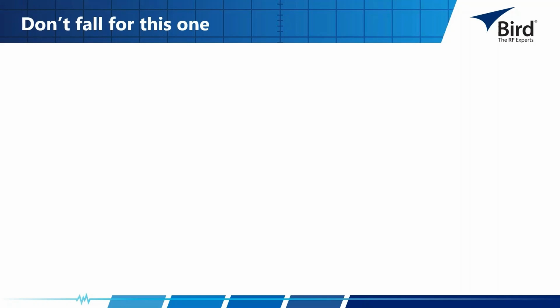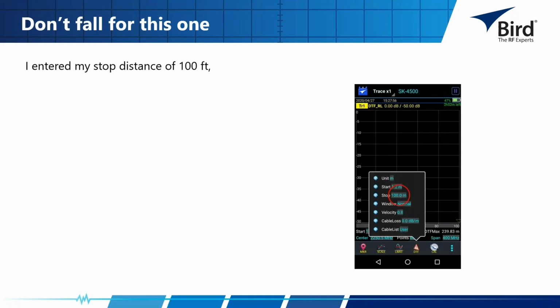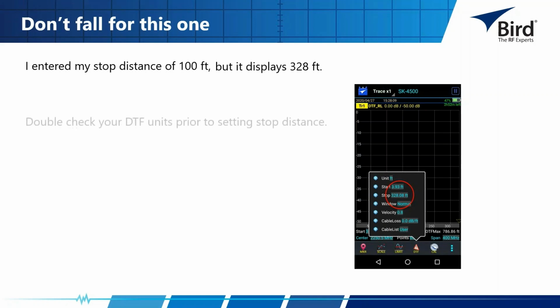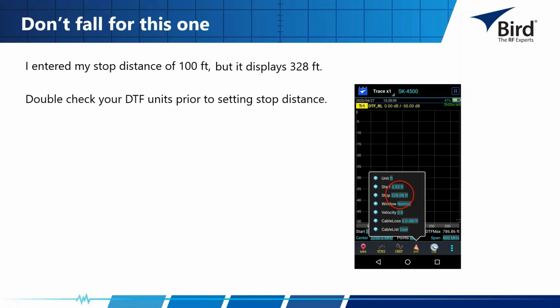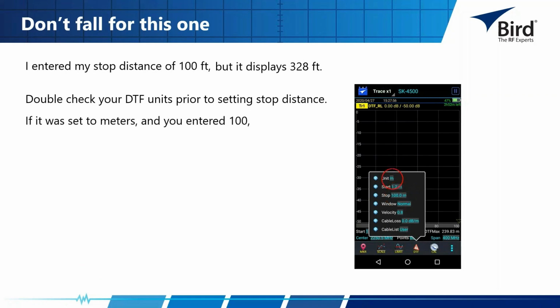Here's a good one. Don't tell me you've never had this happen. I entered my stop distance of 100 feet. Why does it display 328? Well, you need to double check your distance default units prior to setting up the stop distance, because if by chance your unit was set to meters and you entered 100, you're actually entering 100 meters.